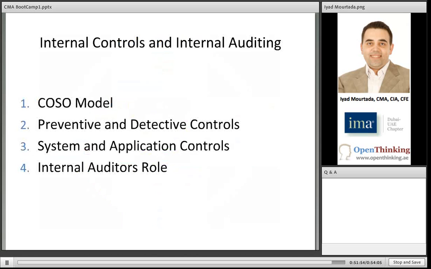When we look at internal control and internal auditing, it's really important to understand the COSO model, understand the prevention and detection controls, understand what kind of controls we are implementing inside the organization to make sure that we prevent fraud from happening, we prevent mistakes from happening. At the same time, what kind of control we are putting there to capture and catch if something went wrong. What kind of information system controls are we putting? What kind of system and application controls?